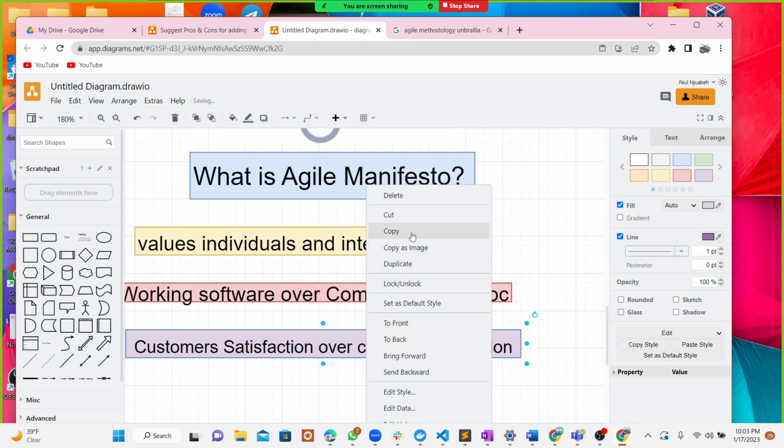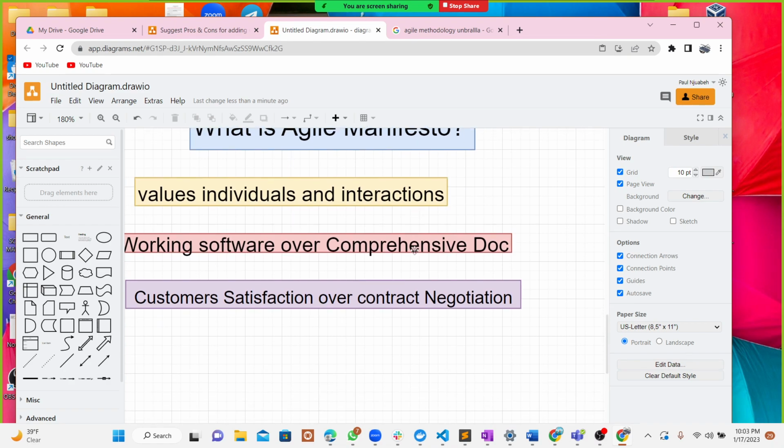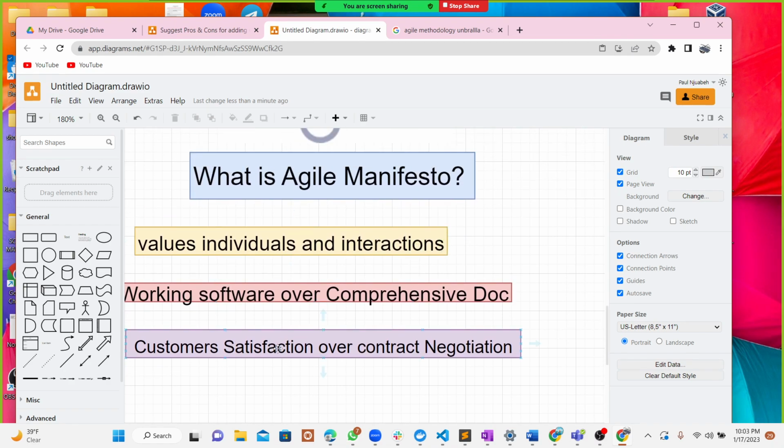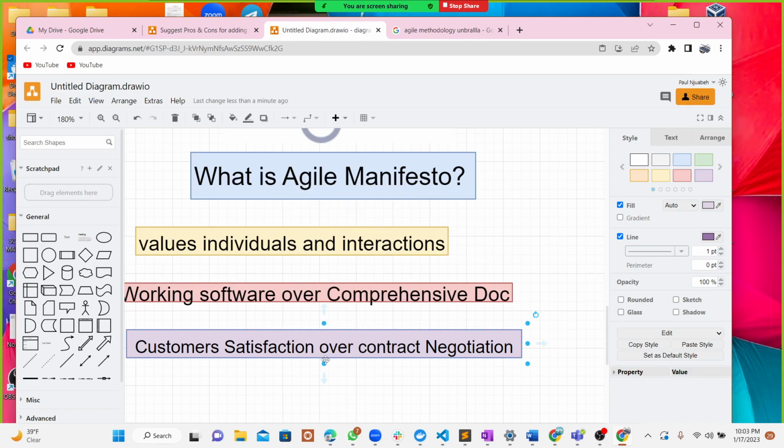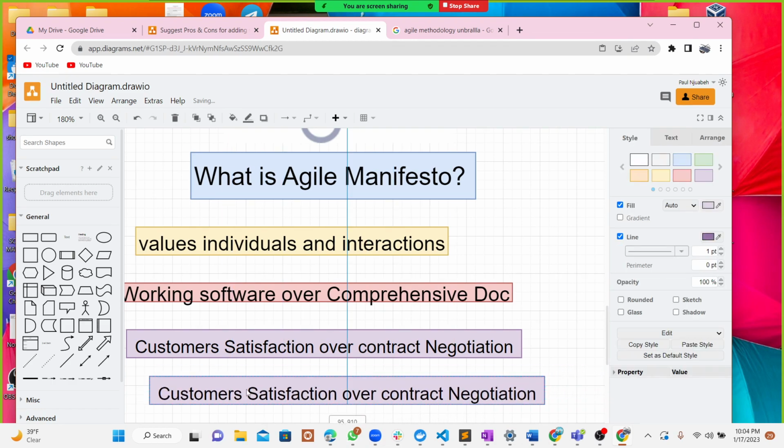And the last point under the manifesto. So they said they want working software over comprehensive documentation, then good customer satisfaction over contract negotiation. And then the next one, which is very important, is that we are going to welcome change. We are going to be flexible. It is what they call responding to change over following a particular plan.